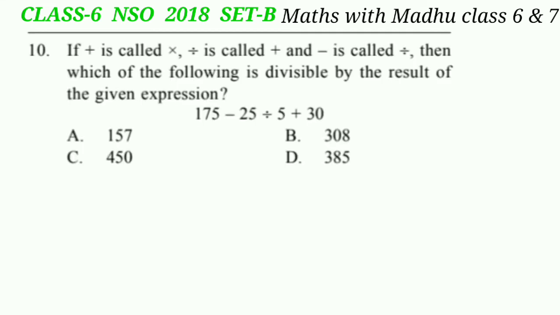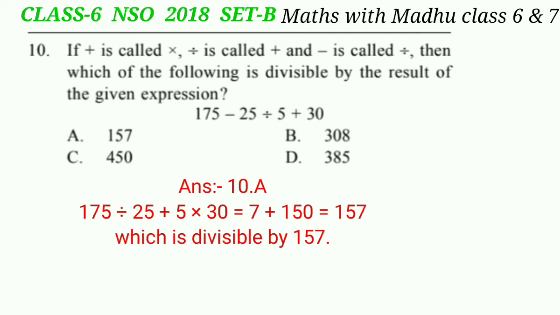Now question 10. If plus is called multiplication, division is called plus and minus is called division, then which of the following is divisible by the result of the given expression? 175 minus 25 divided by 5 plus 30. If we replace the signs, we'll get 175 divided by 25 plus 5 multiplied by 30. We'll get 157, which is divisible by 157. So the correct answer will be option A.